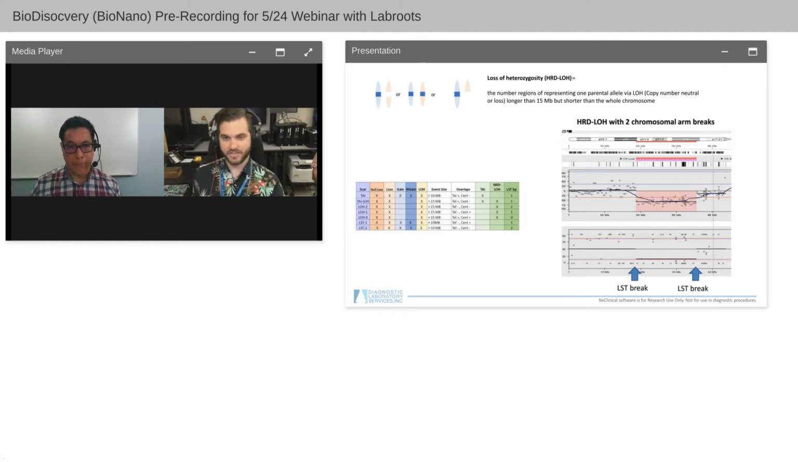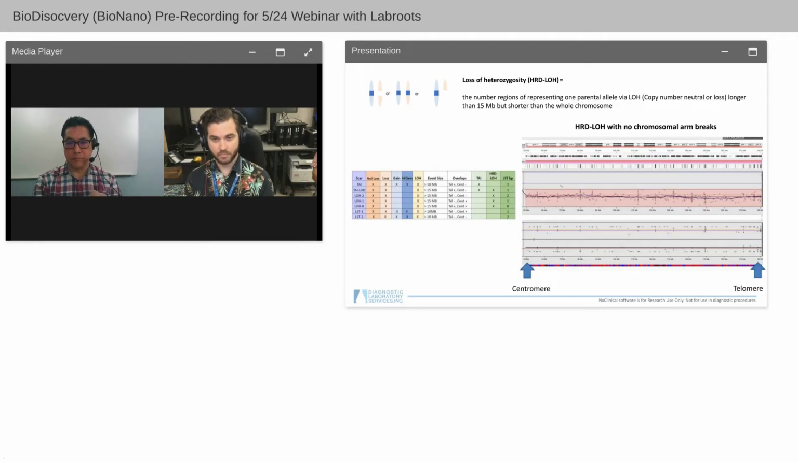For the loss of heterozygosity ideogram here, you can see that the data is classifying that a greater than 15 megabase copy number loss event is happening. You can see the data visualized here, that there is a state change involving 2 different breakpoints in the interstitial area. So we have an HRD LOH and 2 breakpoints happening here.